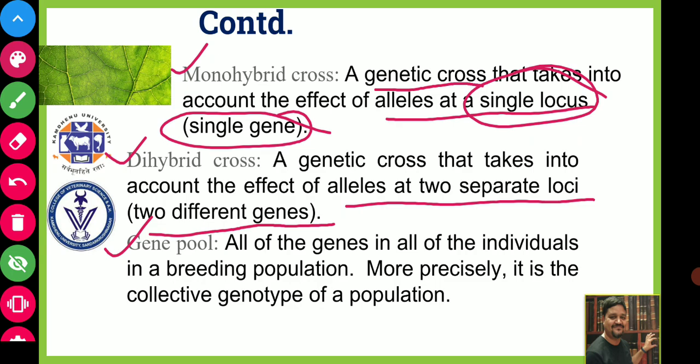Another term is gene pool. This is a very common term. What is a gene pool? All of the genes in all of the individuals in a breeding population. Suppose you have a breeding population. All the genes possessed by all the individuals of that breeding population are called the gene pool. More precisely, you can say it is the collective genotype of a population. Whatever population you have, all the genes possessed by that population are known as the gene pool.